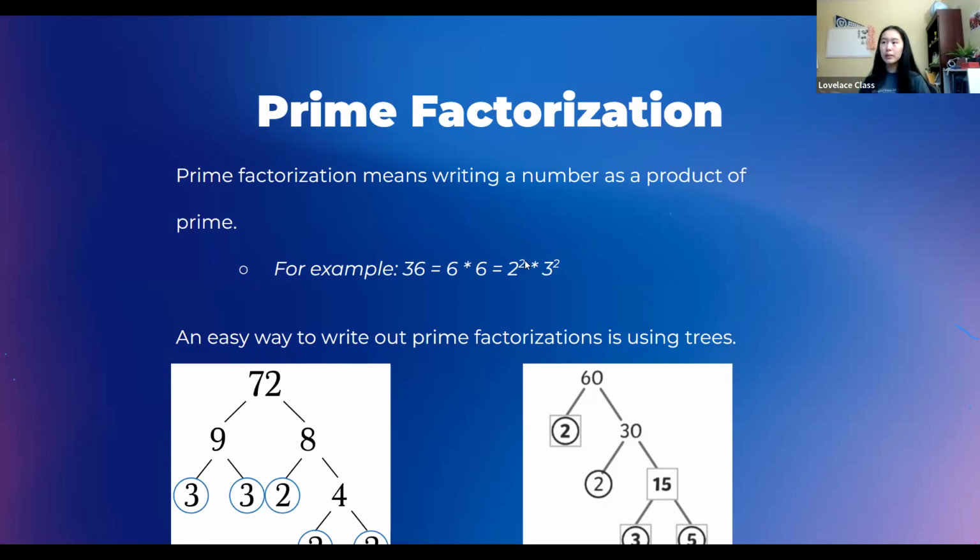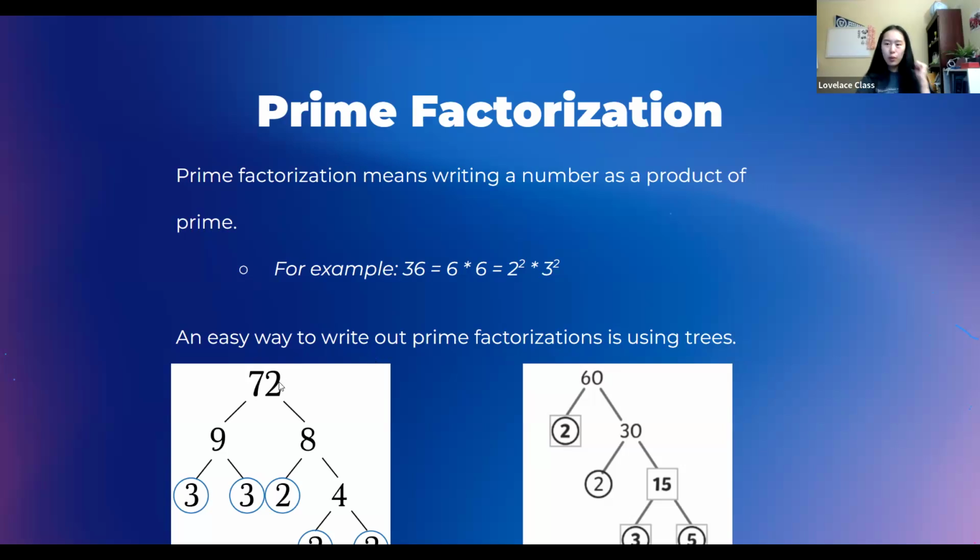My favorite way of finding prime factorizations, especially when we have really big numbers, is to use these trees. I put images of these below. So there's really no right way or wrong way to write a tree.